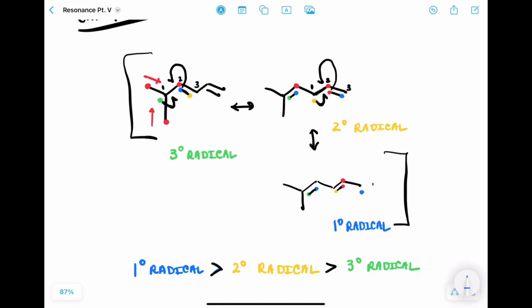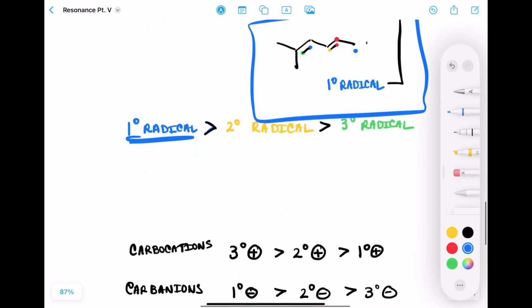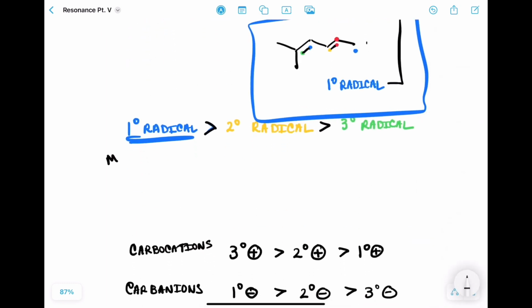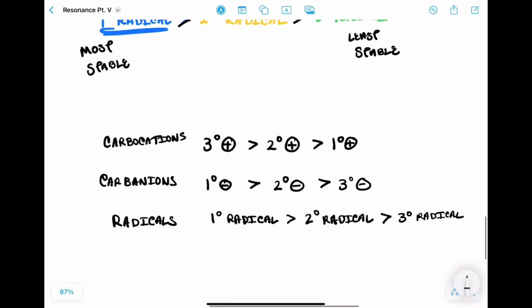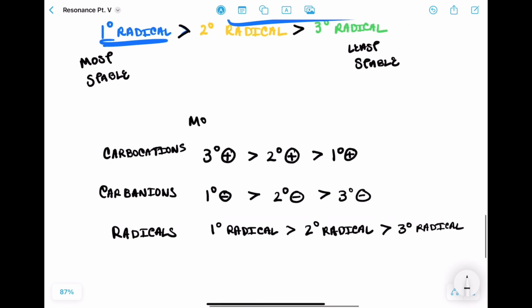And it will be the one, again, if we go in this order, primary will be most stable. And so let me designate, I forgot to do this, most stable on this side, least stable on that side. Now again, this will be super important. I'll say most stable up here and least stable up here. This will be important because it will come up again and again.